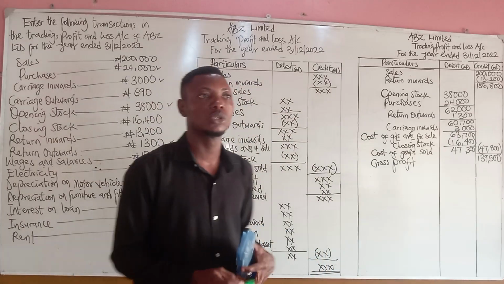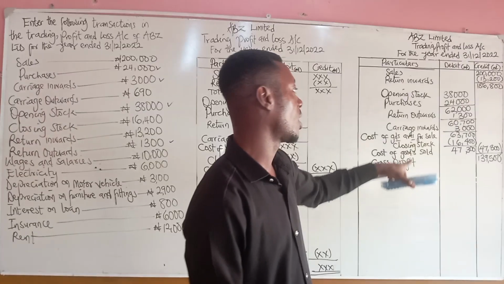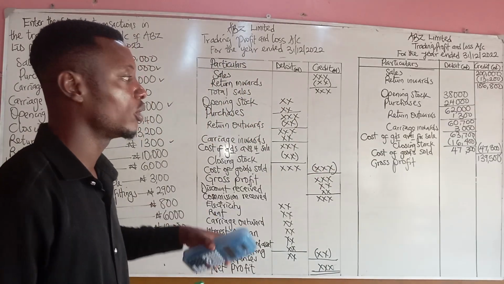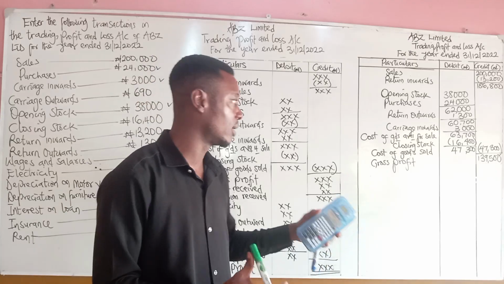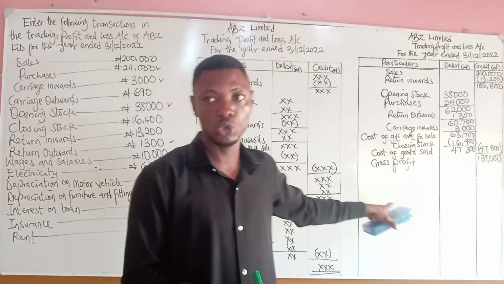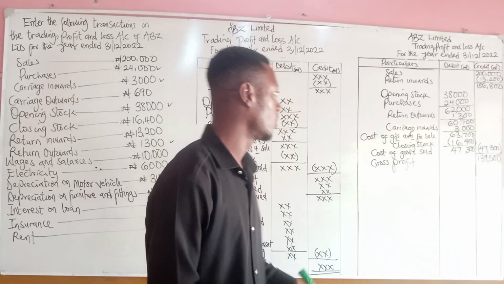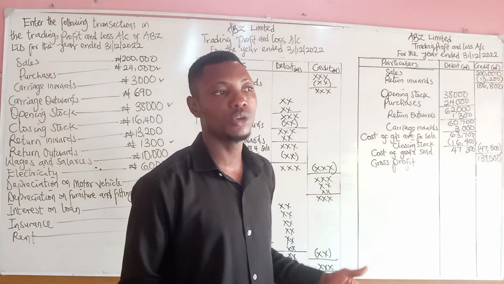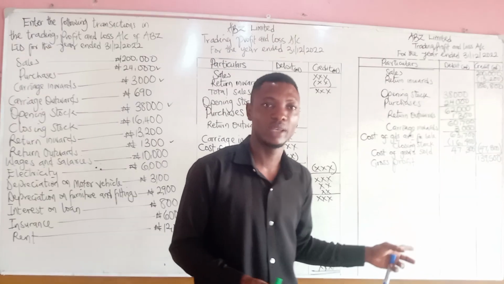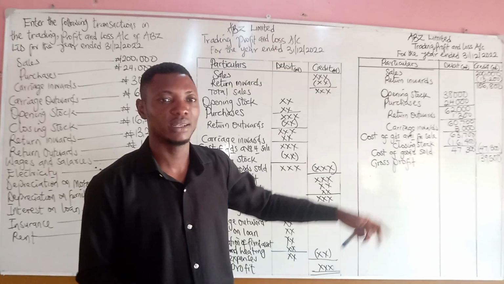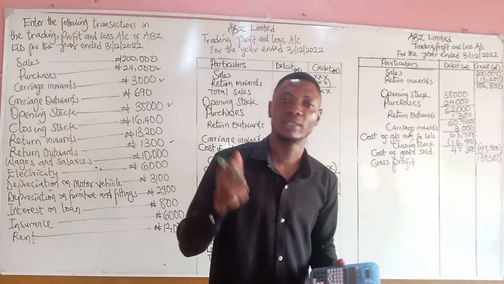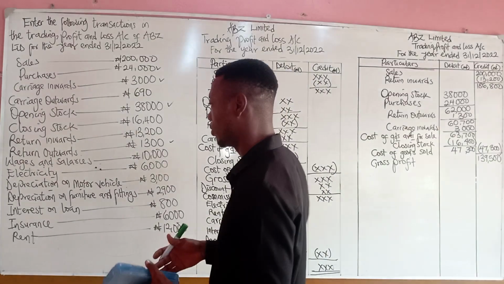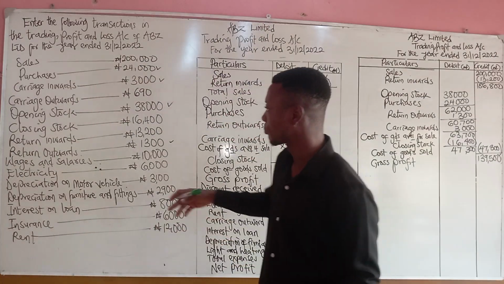Now, if we were asked to prepare just the trading account, I'll stop there as the trading account. Now, because we are also preparing profit and loss account, so we'll proceed to profit and loss account. Now, remember I said every income that you receive, revenue that was received during this accounting year, will be recorded on the credit side. Example, we have the discount received and commission received. Now let's go to the question if we have any of that.